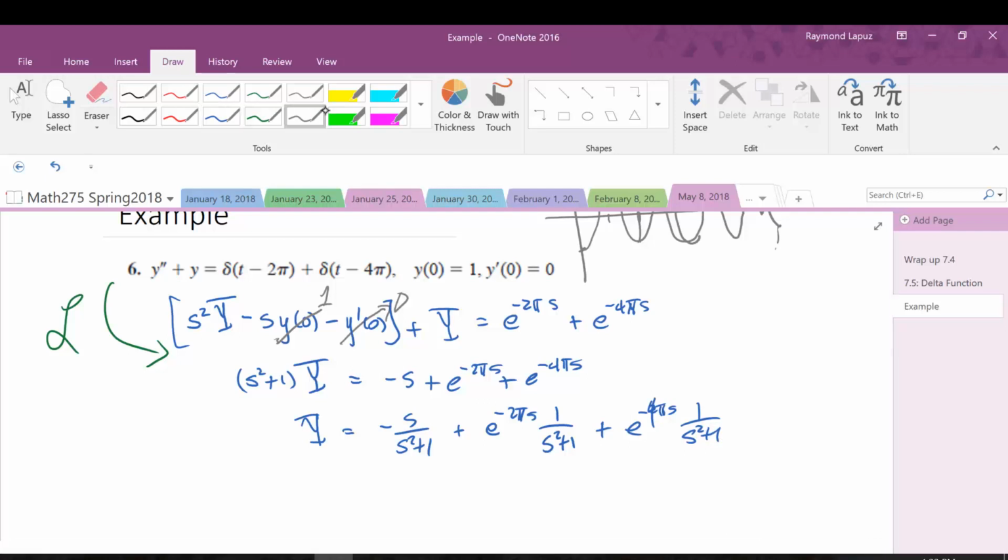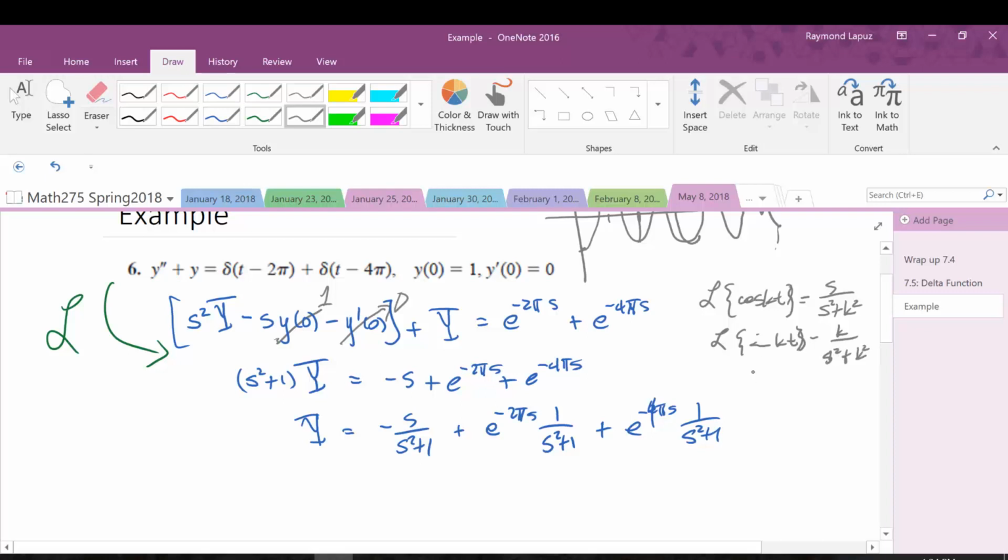All right, so as we get ready to go back, we remember some of our Laplace transforms. The Laplace transform of cosine kt is equal to s over s squared plus k squared, and then the Laplace transform of sine kt is equal to k over s squared plus k squared.